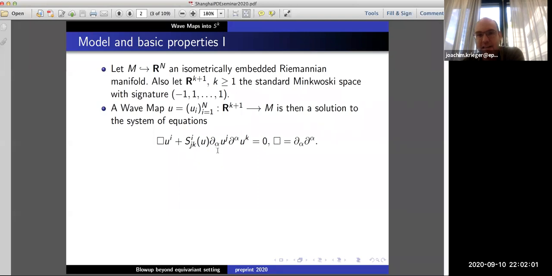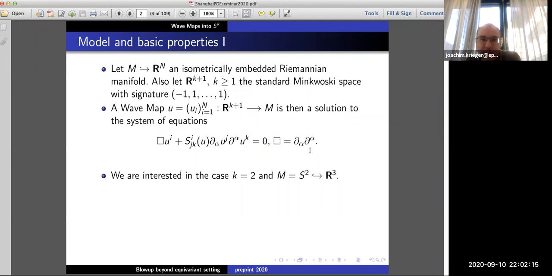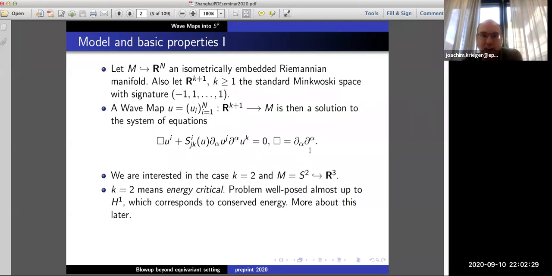I always tacitly sum over space-time indices. The standard raising and lowering conventions are in use. And box is the d'Alembertian in this form. Now I'm particularly interested in the case when k equals 2. So R^(2+1) is my Minkowski space, and the target is S^2, visualized in the standard way as a submanifold of R^3. And the reason for that is because when k equals 2, the problem becomes energy critical.